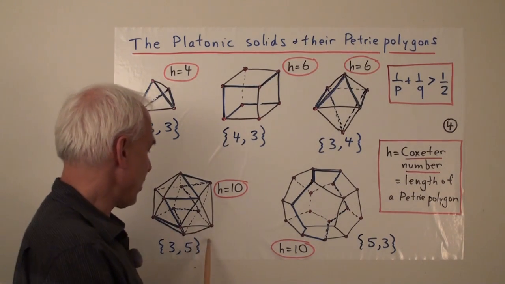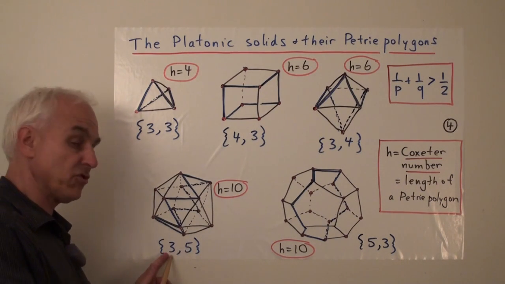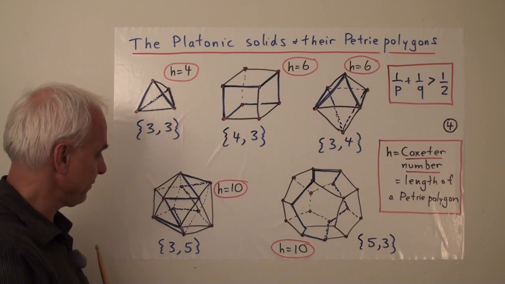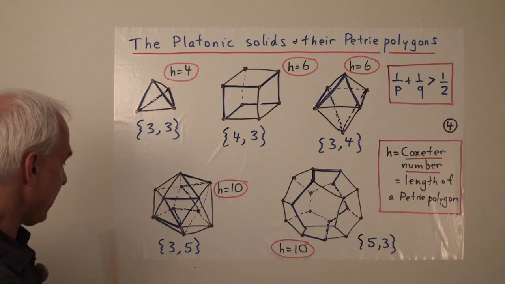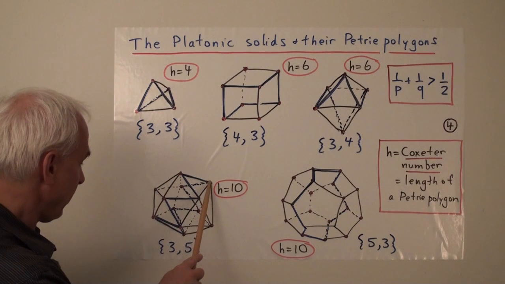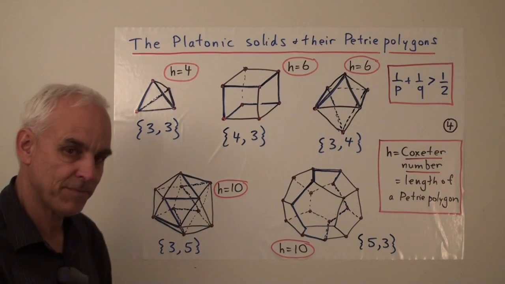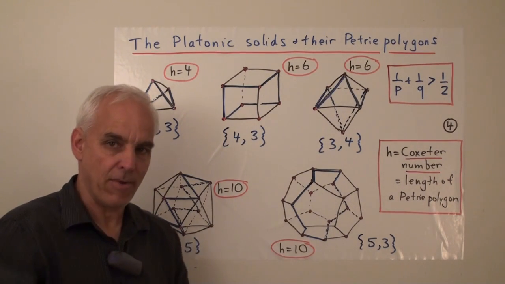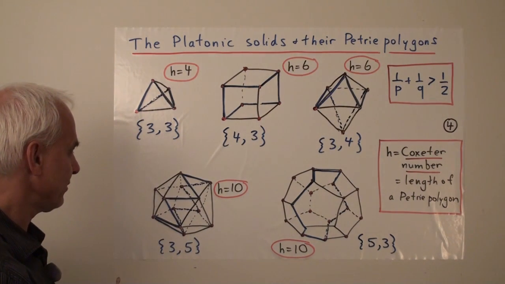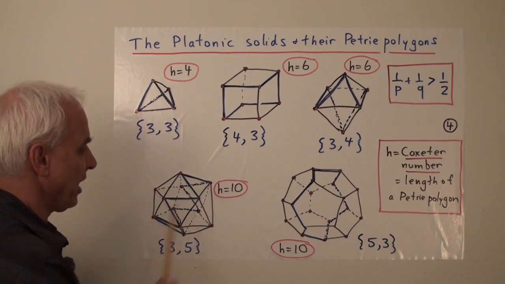Okay, so what about the icosahedron and the dodecahedron? So here's an icosahedron. It has Schläfli symbol 3-5 because it's made out of triangles, and at every vertex there are 5 triangles meeting. What does a Petri polygon look like for that? Well, here's what it looks like. Go here, and here, here, here, here. Then wrapping around behind, back there, there, there, there, and back to where we started. So it's a zigzag ring around the Platonic solid. And there are 10 edges in such a Petri polygon, so h is 10.